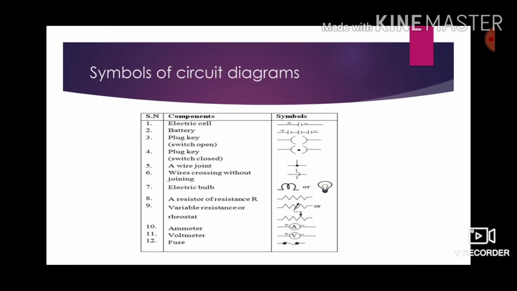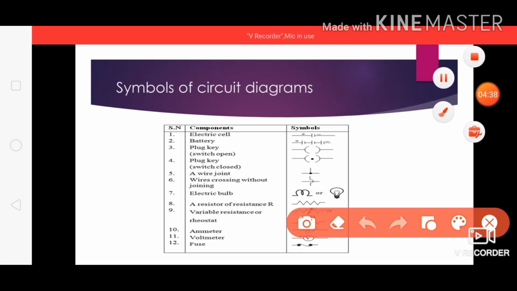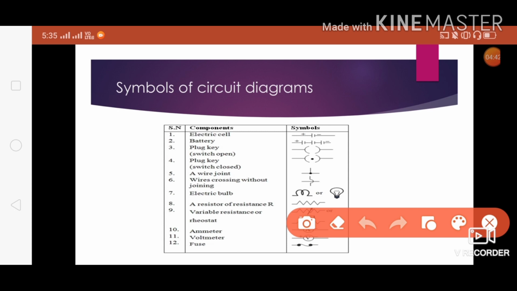Next, let us see these important electrical symbols, which will help you when you are going to design a circuit. These symbols are very, very important. Why are we using these electrical symbols? Because every time you cannot draw a lamp like this, it doesn't look good in the circuit. So that's why we have electrical symbols, right?